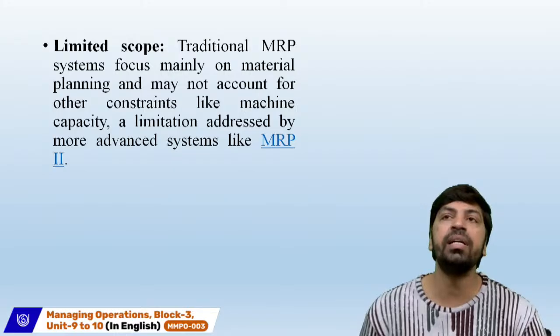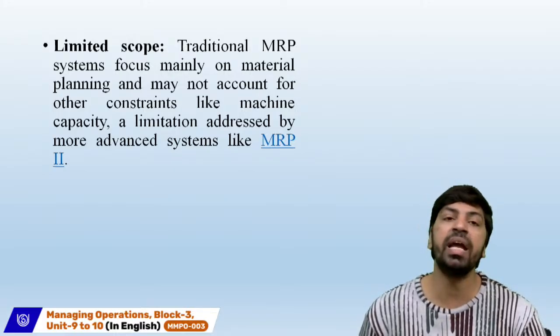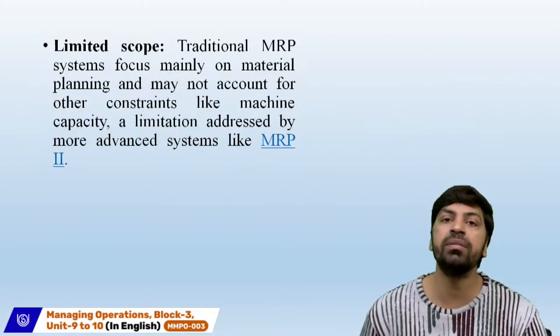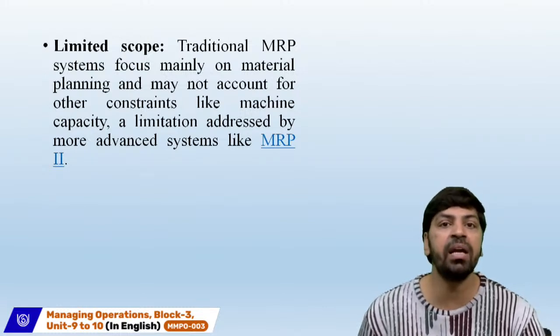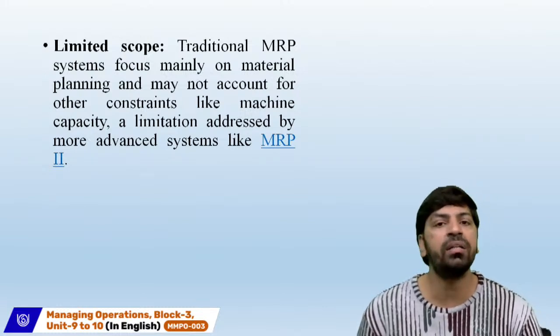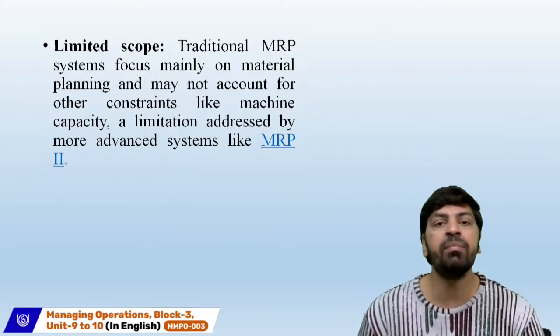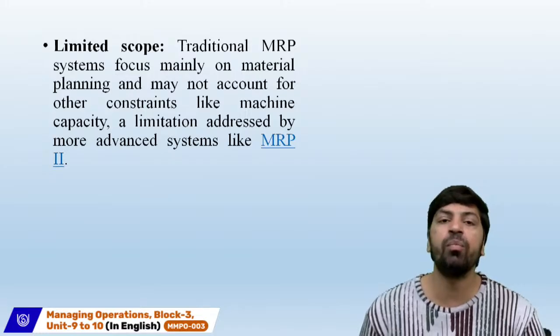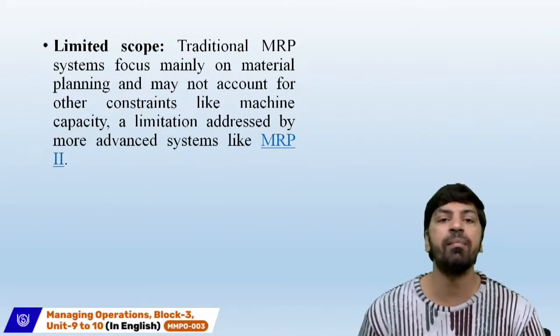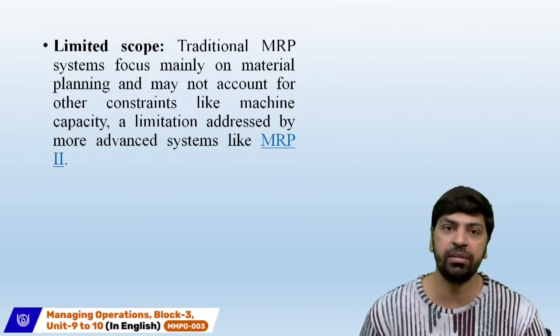The last one is limited scope. Traditional MRP systems focus mainly on materials planning, and may not account for other constraints like machine capacity. This limitation is addressed in more advanced systems like MRP II.